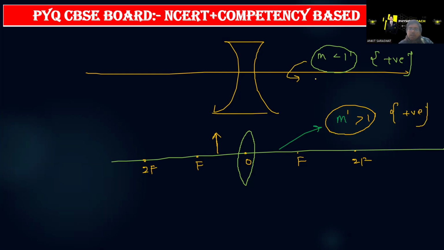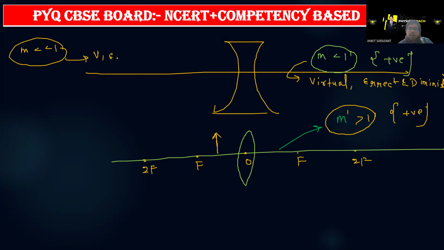So here nature of image will be, in case of concave lens, always image will be virtual, erect, and diminished. But magnification is much less than 1 in case of concave lens when object is at infinity. In this case, virtual, erect, and highly diminished. Convex lens, one special case when object is placed between optical center and focus, image will be virtual, erect, and magnified.